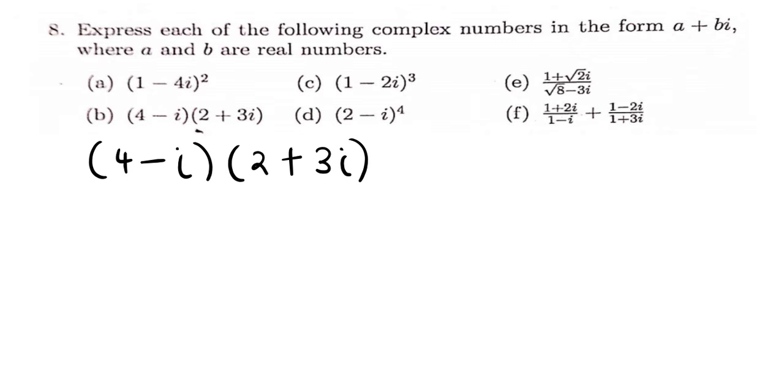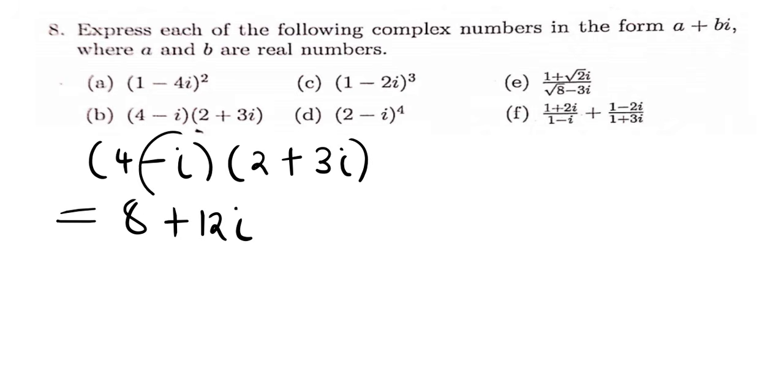We're just distributing here, nothing complicated. The 4 multiplies with everything that is in the bracket, then the negative i multiplies with everything in the bracket, and we solve using like terms. So 4 multiplied by 2, I'm going to have 8 there. Then the 4 multiplied by the 3i, I'm just going to have plus 12i.